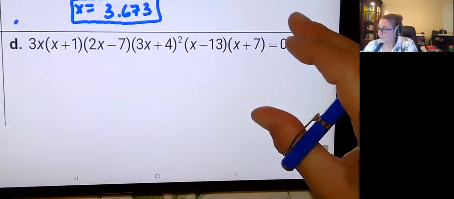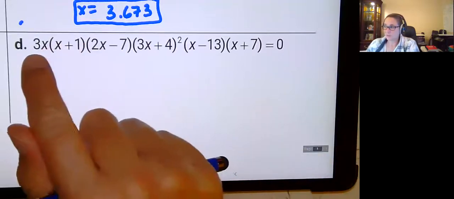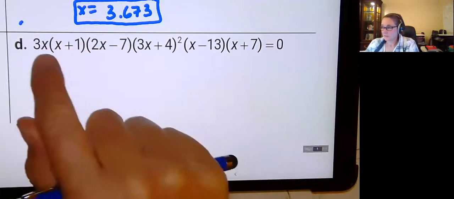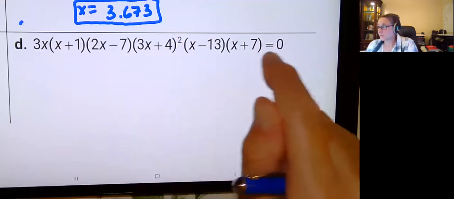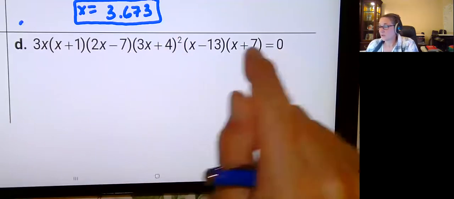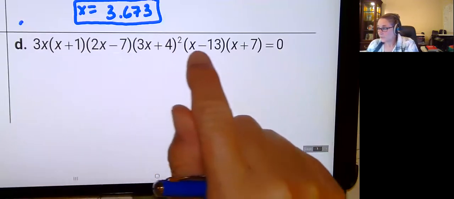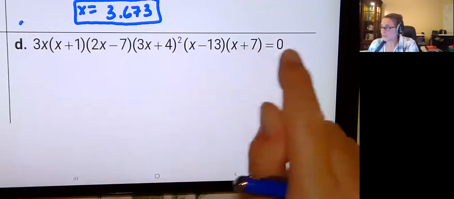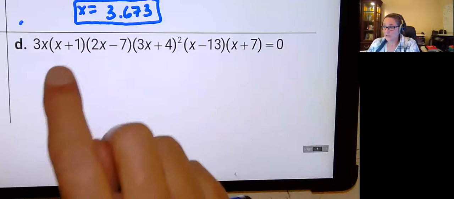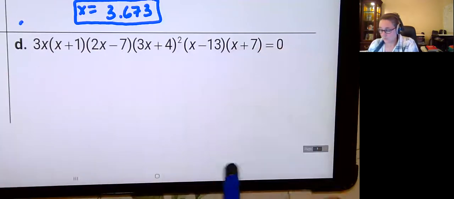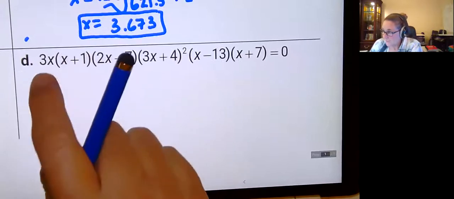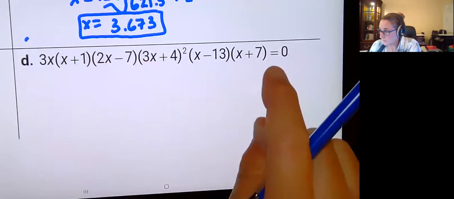Okay, this looks awful. Please do not multiply all this out. Notice I've got something times something times something times something squared times something equals 0. The only way when I multiply something all together out and I get 0 is if one or all of these are 0. So this is really the zero product property. So I'm going to figure out what makes each of these factors 0.